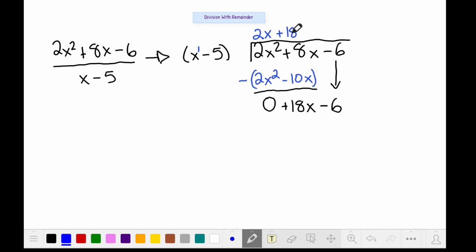All right, so now I do the same thing as before. I take that newest blue term and I multiply by what's on the outside. So I'm going to have 18 times x. Well, we're going to have 18x. Next, we're going to have 18 times negative 5. So here again, got to be careful of those little negative signs. They can really screw us up sometimes. And we're going to have 18 times negative 5, which is actually going to be negative 90.